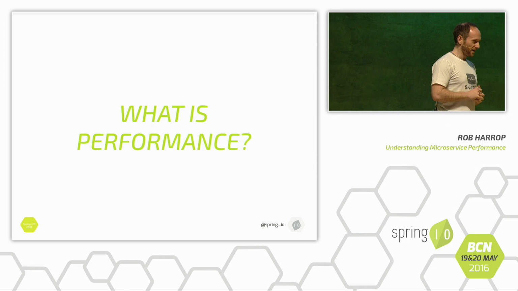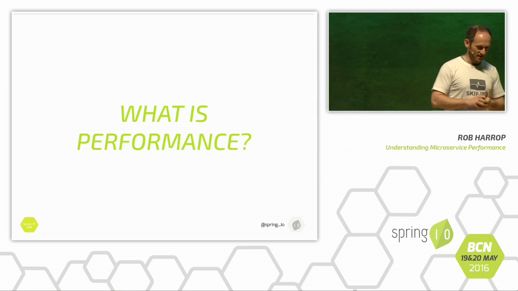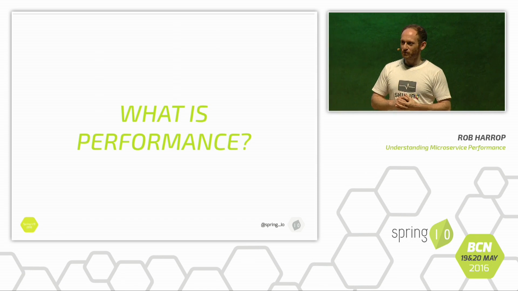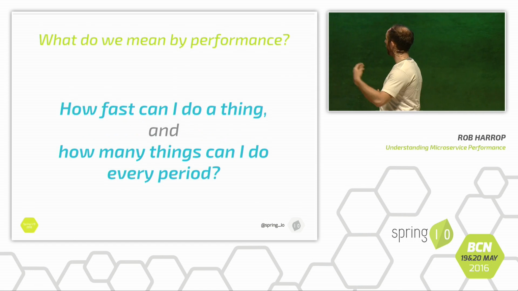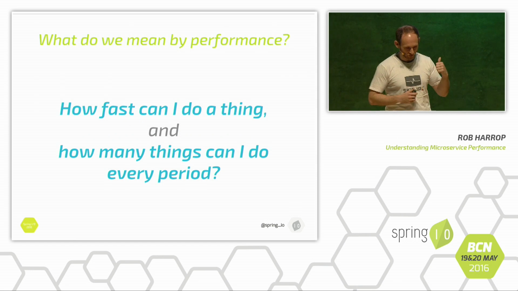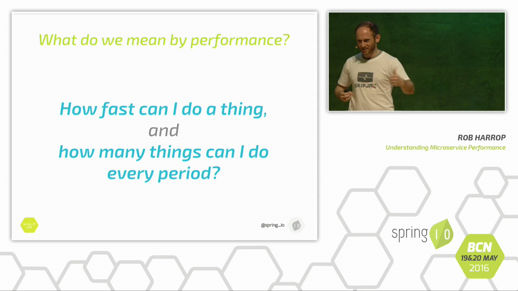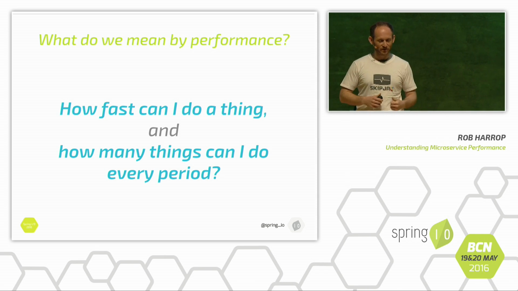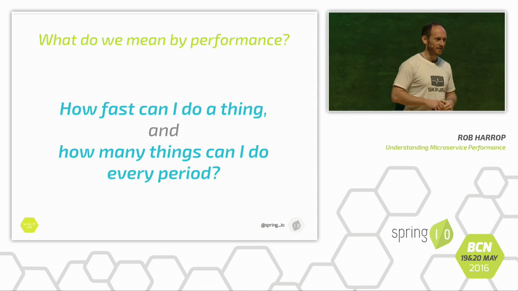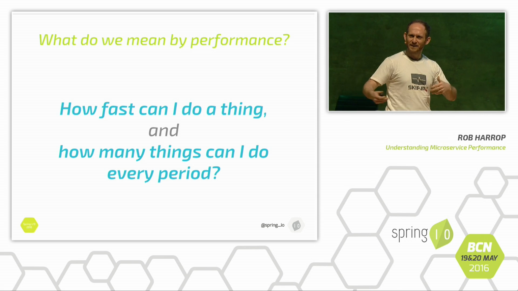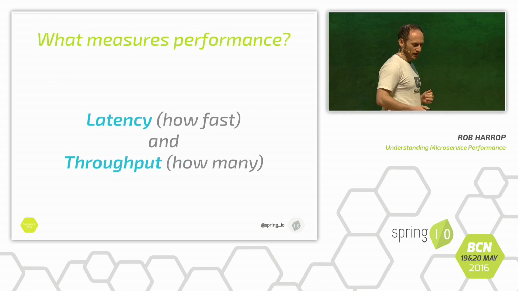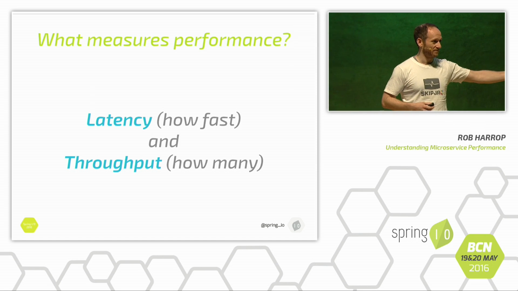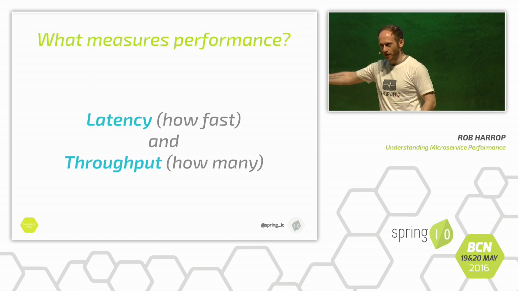So one of the first things I found when I started working at Skipjack is that everybody means something different by performance. It's really interesting. So what do I mean when I say performance? I'm really talking about two things. How fast can I do a thing? And how many of those things can I do every period? Which should kind of sit with what most people think about performance. So really I'm just talking about latency, how fast, and throughput, how many.